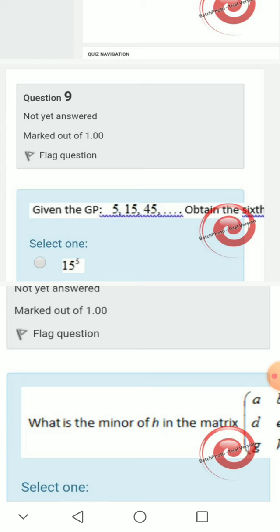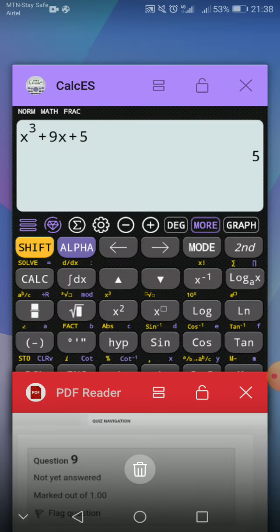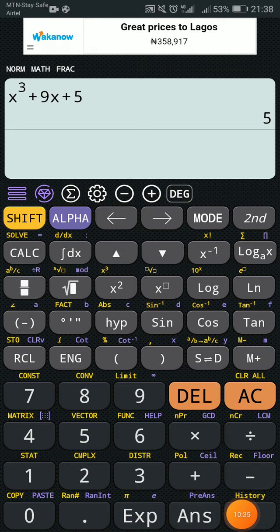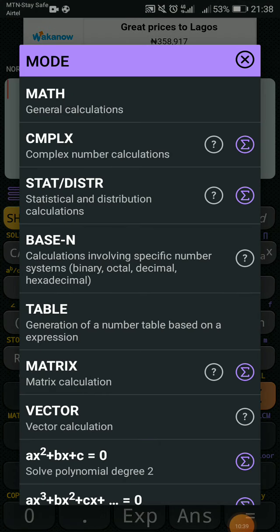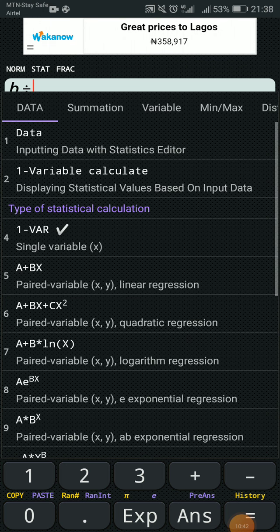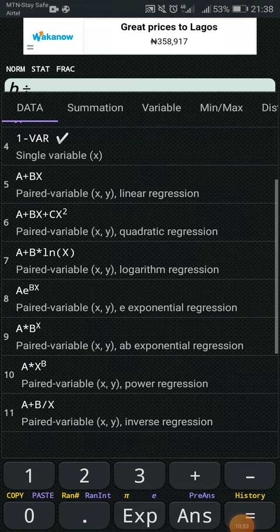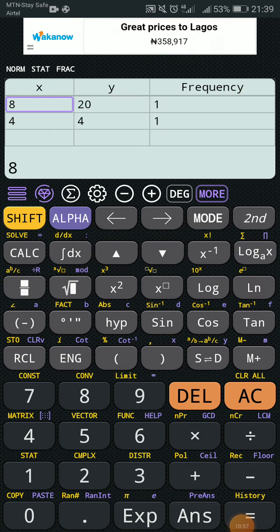I've shown you how to do this with AP, but to use your calculator to solve GP, your calculator will have to be in statistics mode. So you press mode, then you're in statistics. Here we want to input data. We are interested in number 9, exponential regression, so a times b raised to power x, that's what you press. So you're going to be given a table like this, x and y.